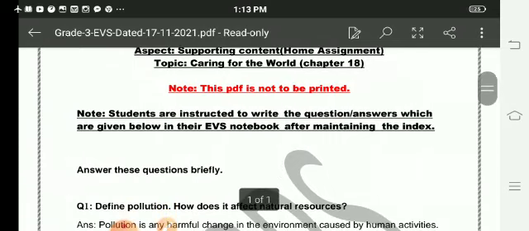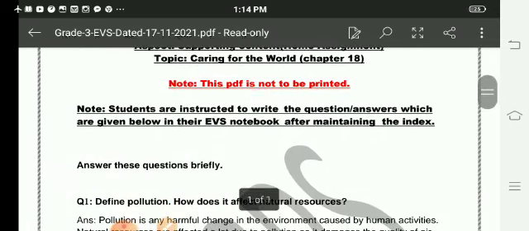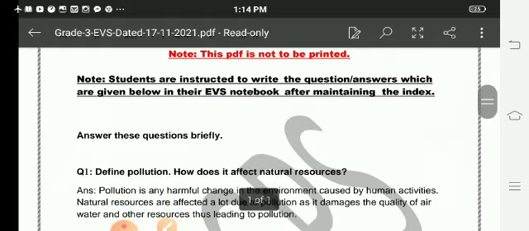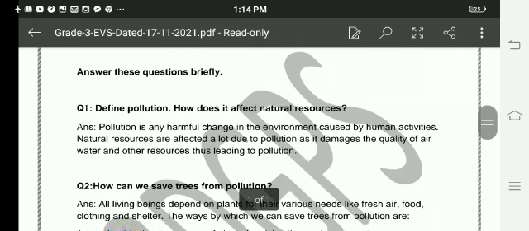Today our topic is Caring for the World, chapter 18, and we are going to discuss the question answers related to the chapter today. Students are instructed to write the question answers which are given below in their EVS notebook after maintaining the index. Answer these questions briefly.